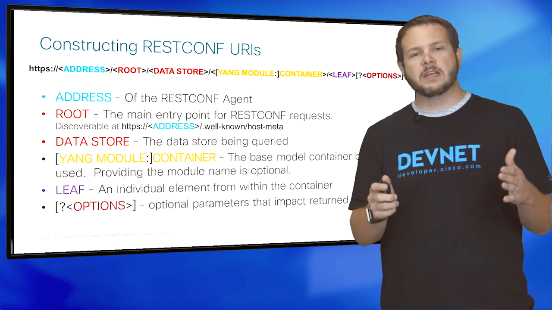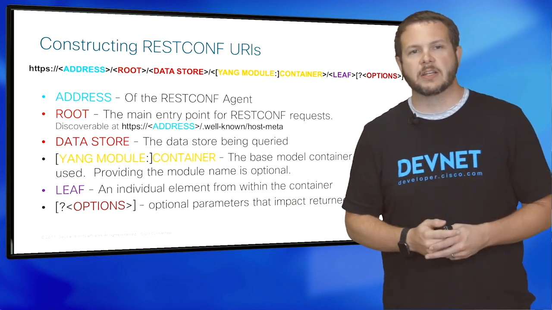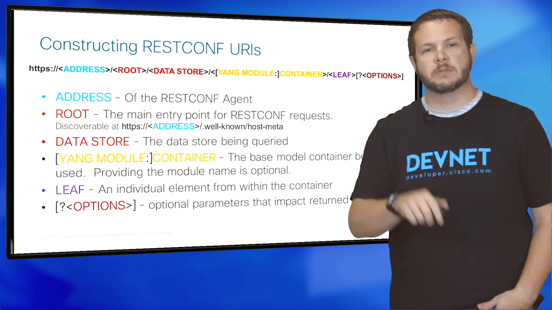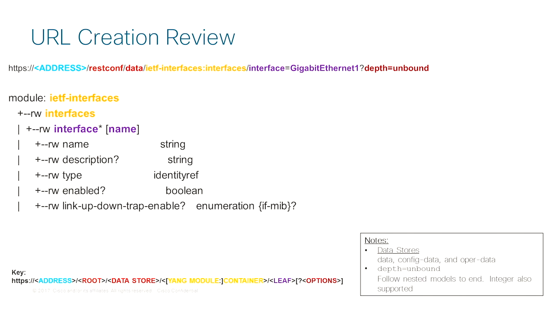Now that we've seen the cheat sheet and the legend of how to construct it, let's actually take a look at a data model and see how that would map into a specific URI. All right, so here we're looking at an actual RESTCONF URI request, and let's figure out how we map in the different elements that we talked through. We'll start out with an address and then restconf/data to indicate the root and then the data store that we're interested in, and then we move on from there.